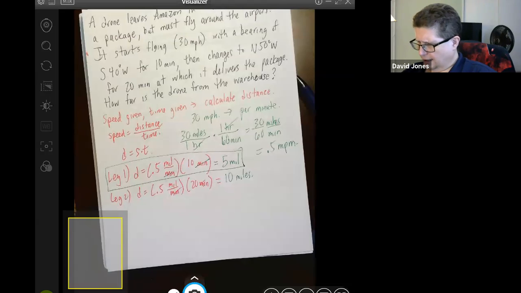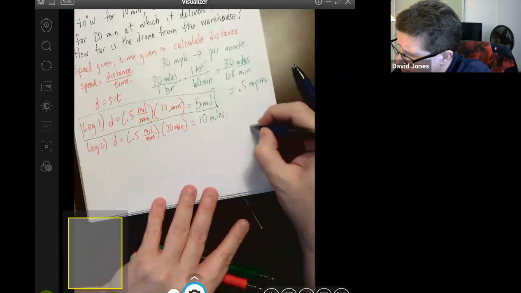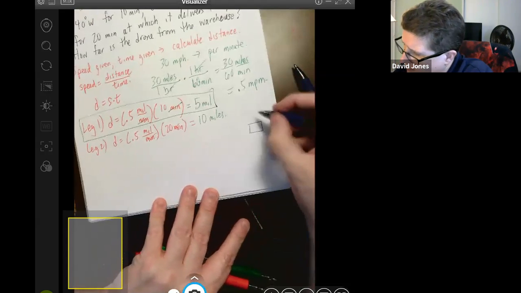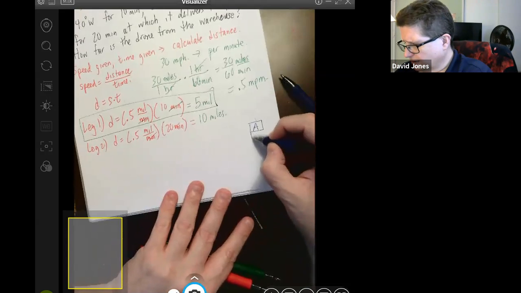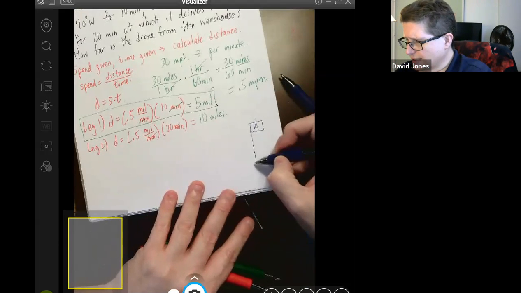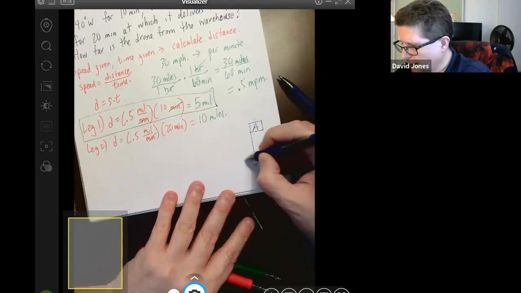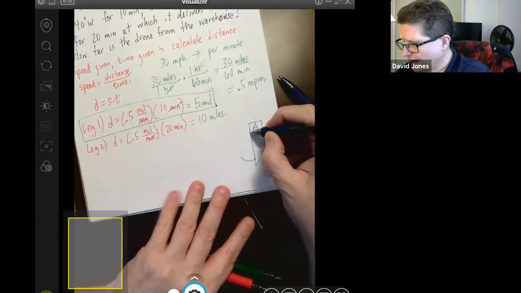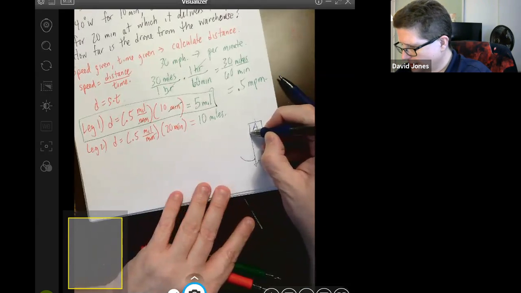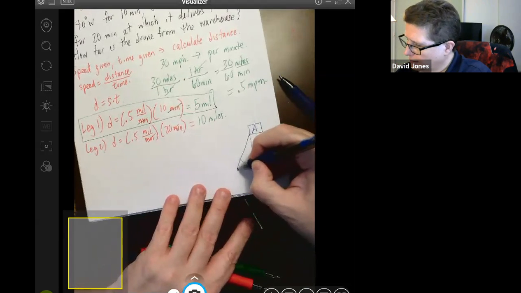Okay, now we've got that. Let's draw a picture. So here's our warehouse. A for Amazon. And it starts off with the south 40 degrees west bearing. It goes 5 miles that way. Let's say that's 5.